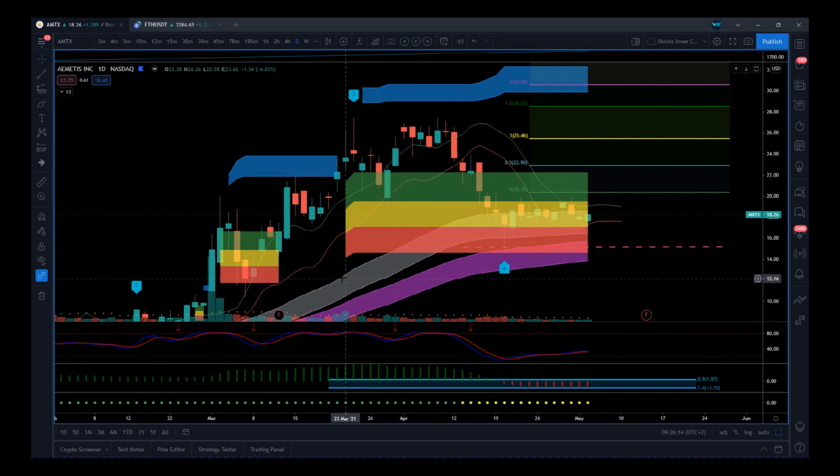This is the daily time frame for AMTX. We have the 55 in grey, the 89 in purple. You can see the 55 is also holding support. That's a non-linear support, whereas these support zones are fib zones, and these are linear.